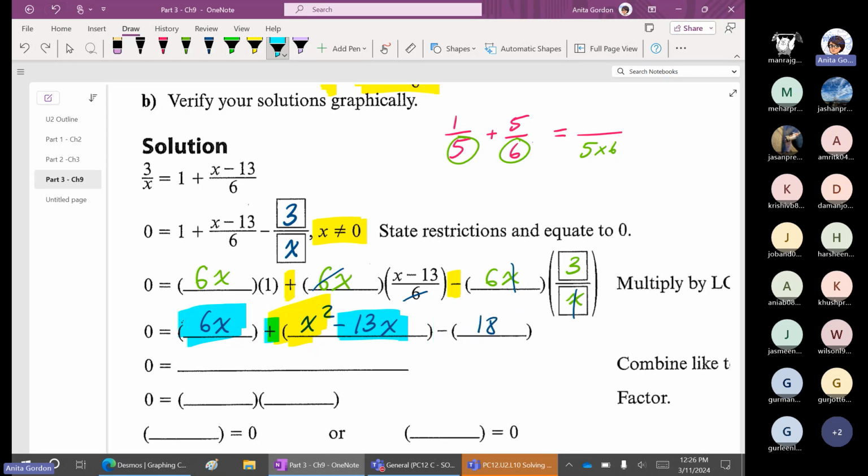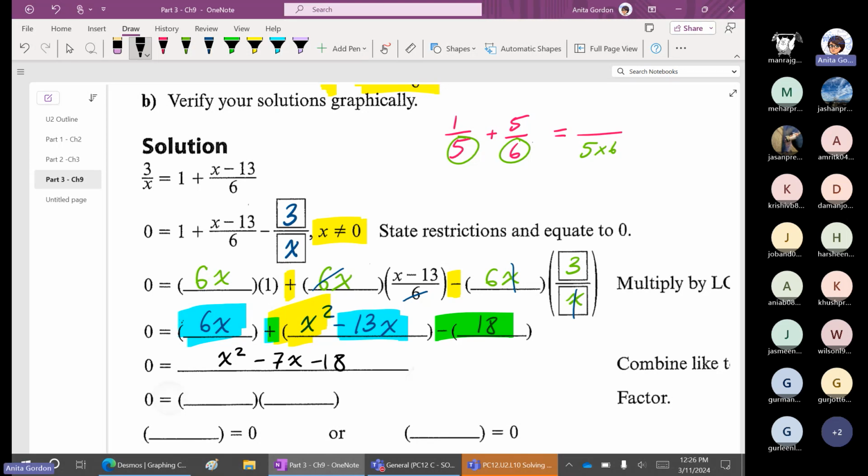Oops, I should not have done that in blue. I meant to do that in a different color. Right, so I'm gathering my like terms. I'm going to write them in order from high degree to low. Putting these together, here we have.